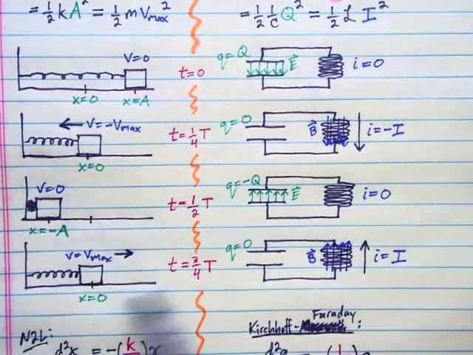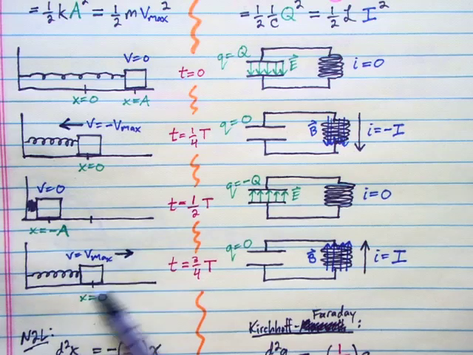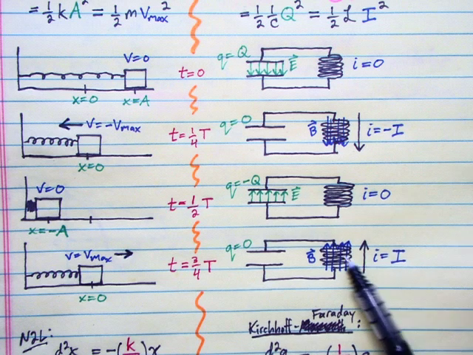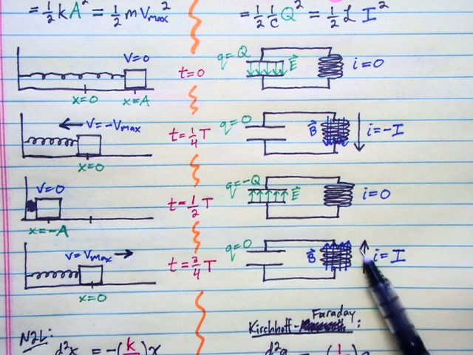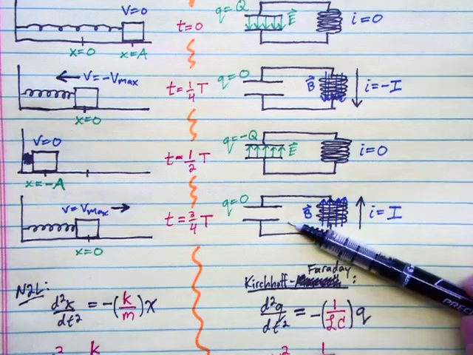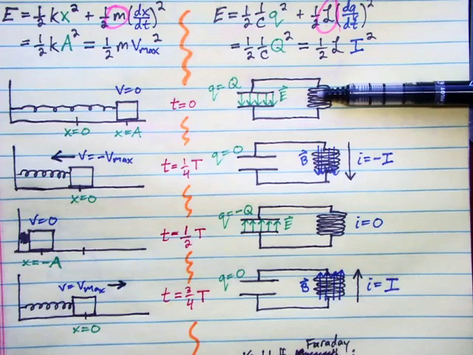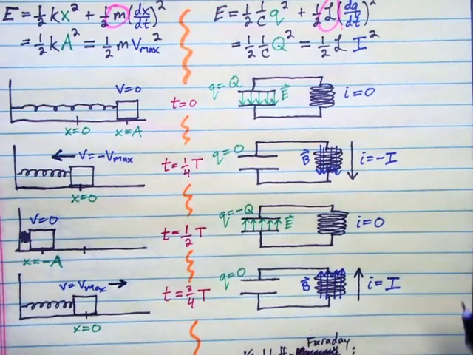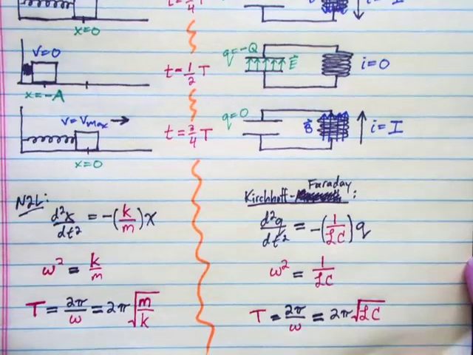Then another quarter cycle later, we've got the energy back in kinetic form over here, or back in our B field over here in our kinetic-like energy. And then after that, we return to our original state here. So we see our cycle completes for both systems.